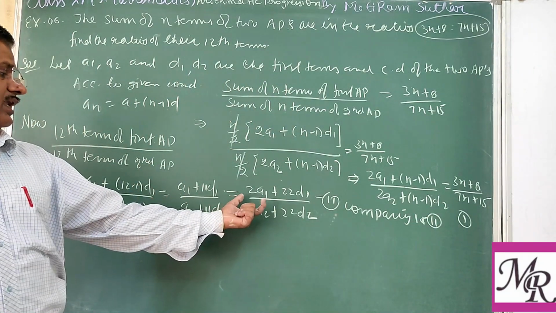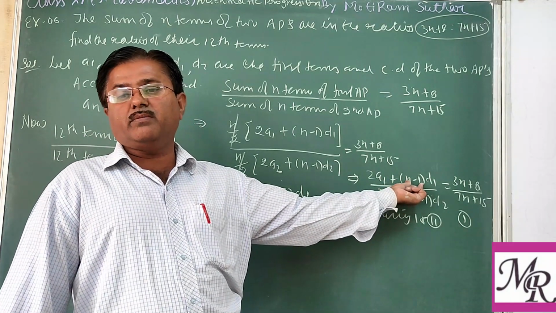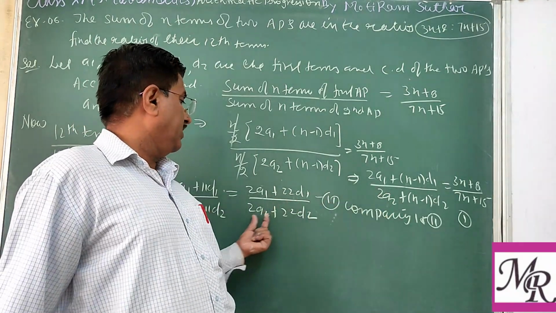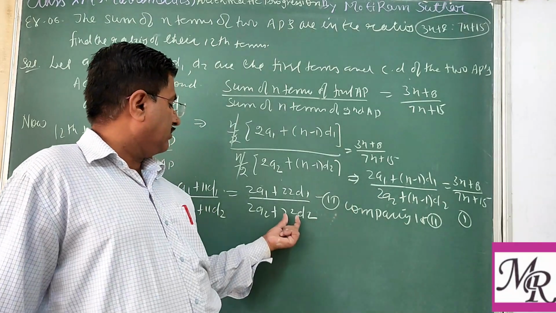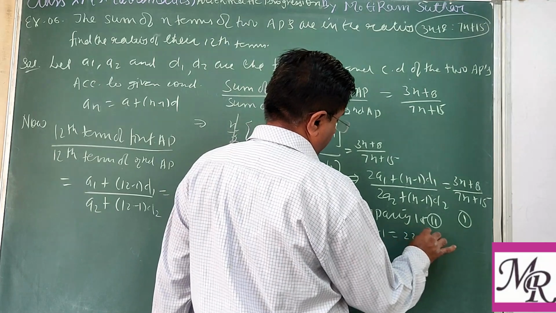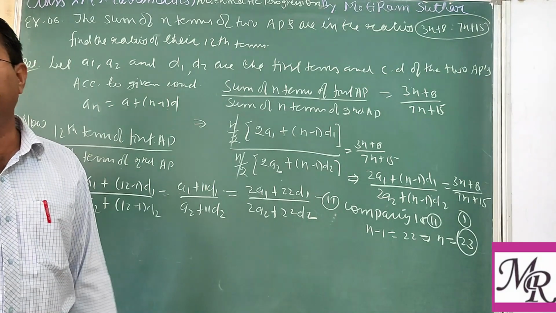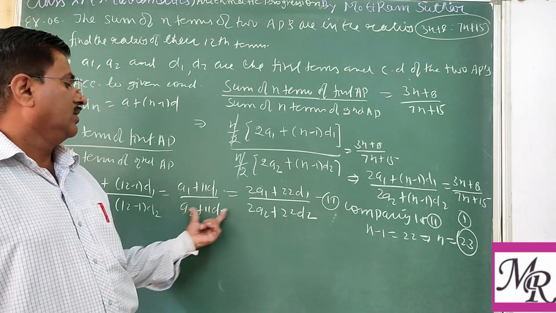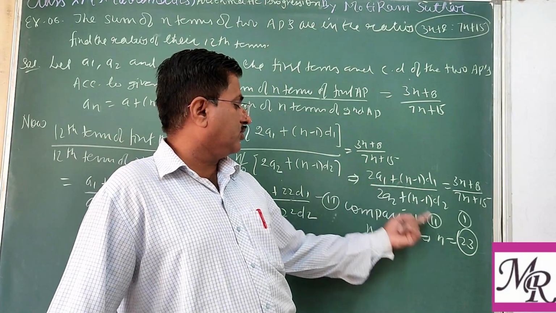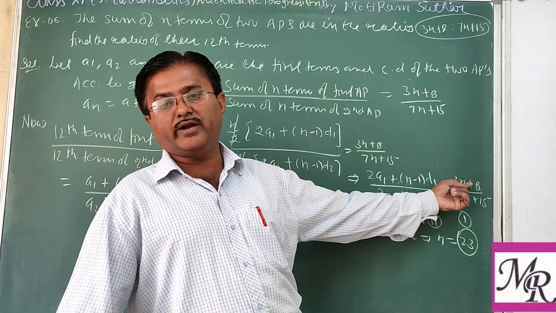So what do we get on the left hand side? 2a1 plus d1 has the coefficient n minus 1. Here d1 has the coefficient 22. Similarly in the denominator, n minus 1 can be replaced by 22. So n minus 1 equal to 22, so we get n equal to 23. So if you put n equal to 23, we get this one or this one. Both are equivalent. So in this one, you can put n equal to 23 on both sides. So you get the required ratio.